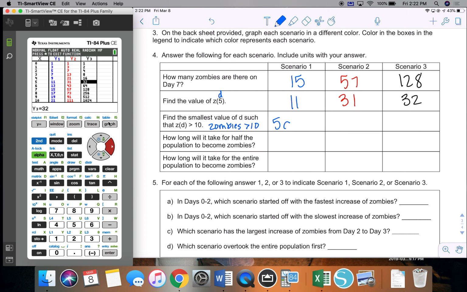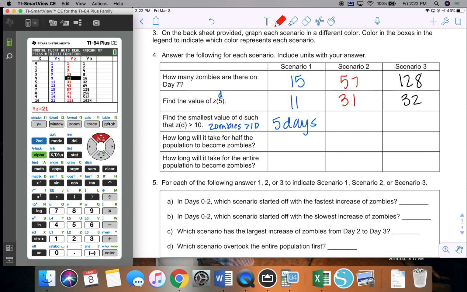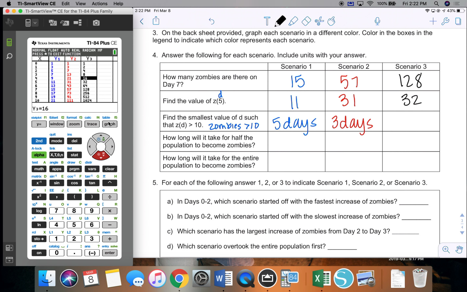So 5 days for blue. And then more than 10 would be 3 days for red. And more than 10 would be 4 days for black.